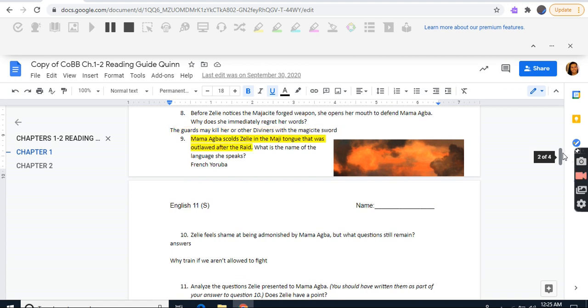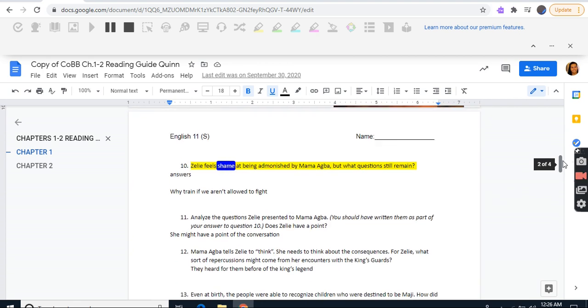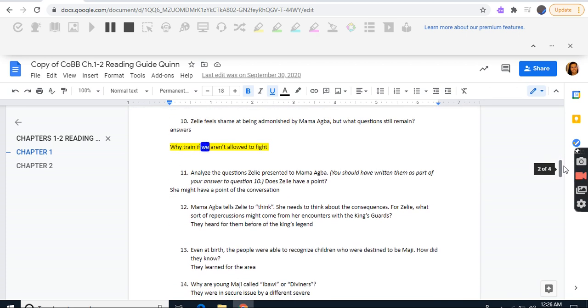9. Mama Agba scolds Zeeley in the Magi tongue that was outlawed after the raid. What is the name of the language she speaks? Yoruba. 10. Zeeley feels shame at being admonished by Mama Agba, but what questions still remain? Why train if we aren't allowed to fight? 11. Analyze the questions Zeeley presented to Mama Agba. You should have written them as part of your answer to question 10. Does Zeeley have a point? She might have a point in the conversation.